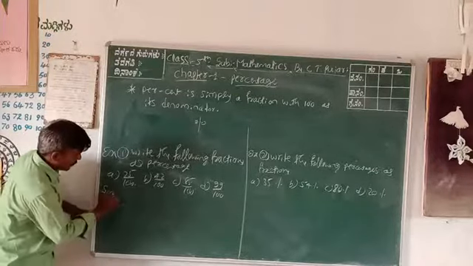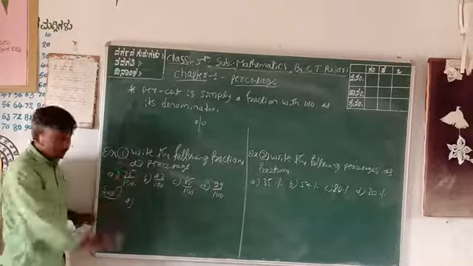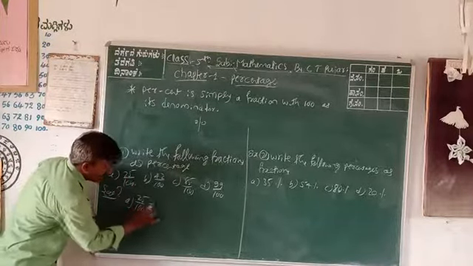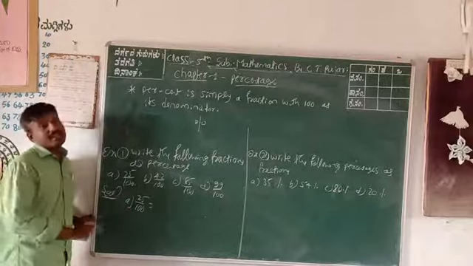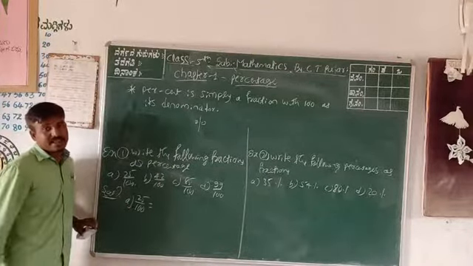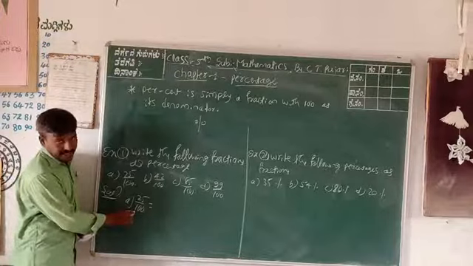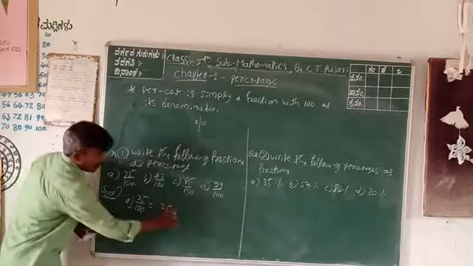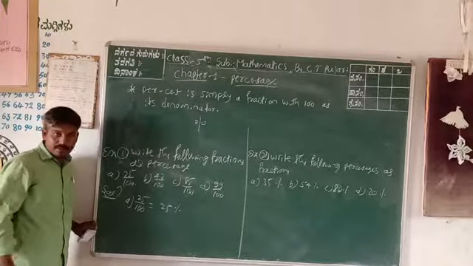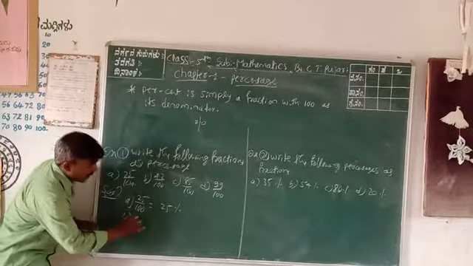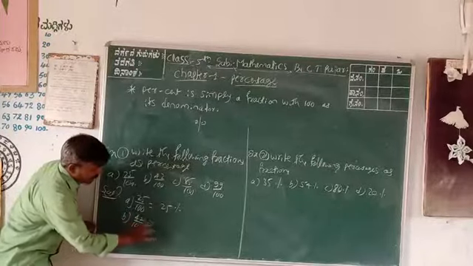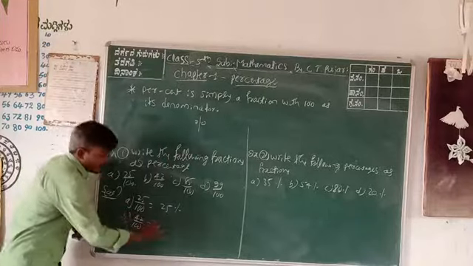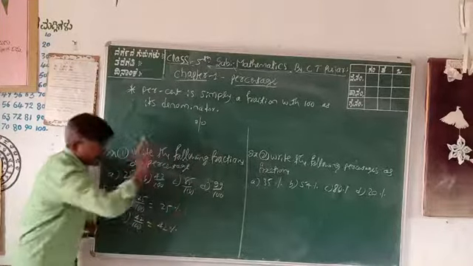First one, solution. A: the given fraction is 25 by 100. Therefore, write this fraction as a percentage. Percentage is very easy. The denominator is 100, so you can write it directly: numerator 25 with the percentage symbol. That is over. Second one, B: 42 by 100. When the denominator is 100, you can write the numerator 42 directly as a percentage.